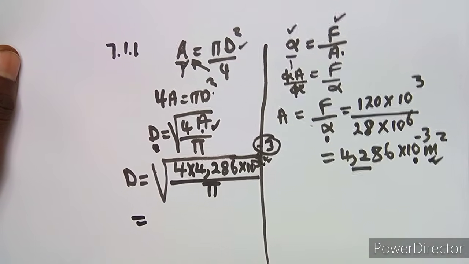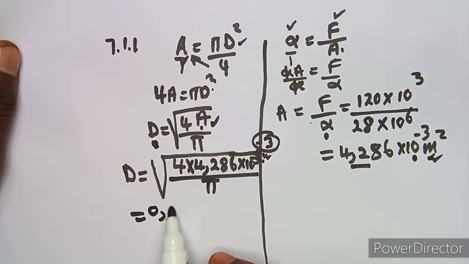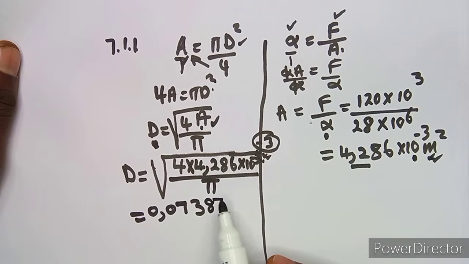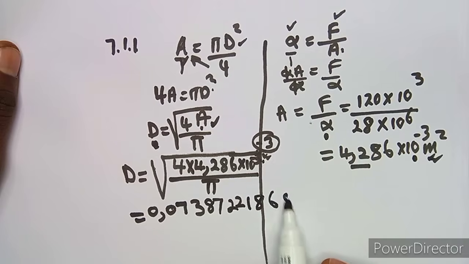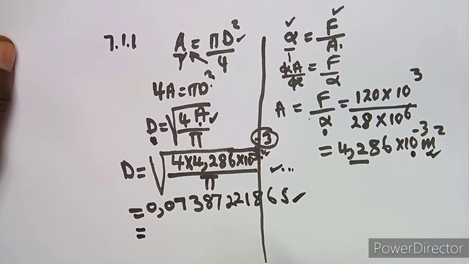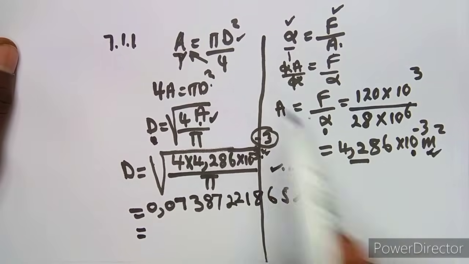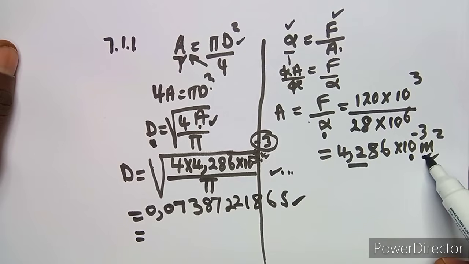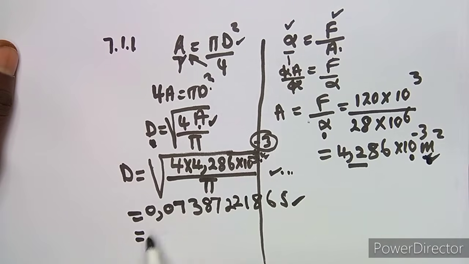So using your calculator, you're going to obtain this endless decimal, guys: 0.373 87221865. So make sure that you use your calculator properly here. This is what you're going to obtain. So that's your diameter, guys, which means since this area was in square meters, this diameter will be in meters.